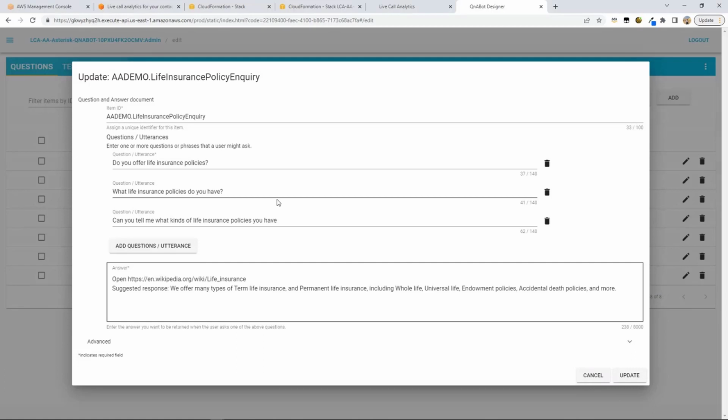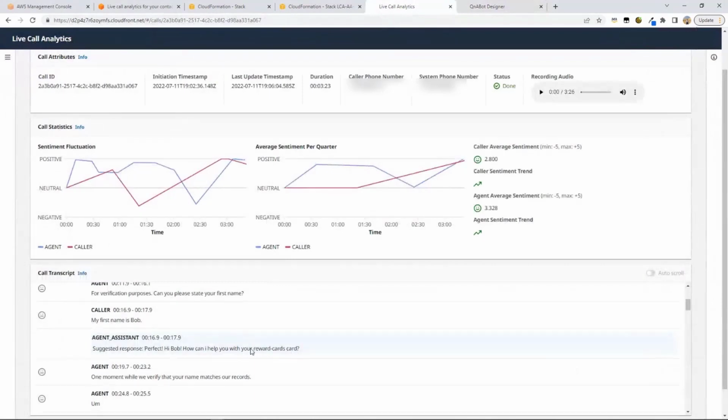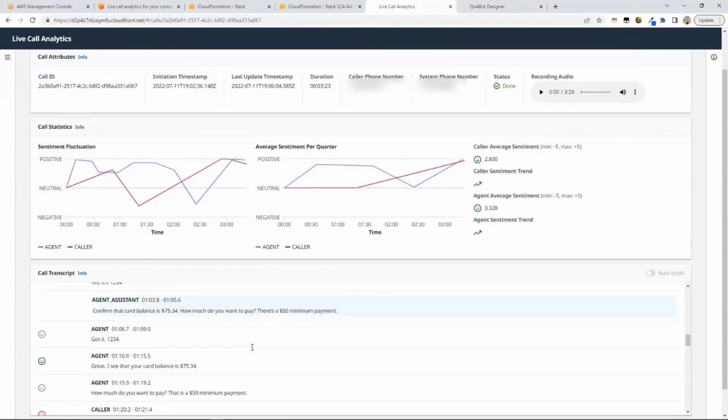Kendra is using natural language models behind the scenes to do semantic similarity tests. So it's actually trying to understand the meaning of what you're saying and trying to find the answers that best match that meaning. So this doesn't have to be an exact match with what the caller says. And so you can put in a few examples there of the way the caller might phrase something. And then you put the answer into this answer field. And that, again, was the answer that got returned as the agent assist message whenever I asked about the life insurance.